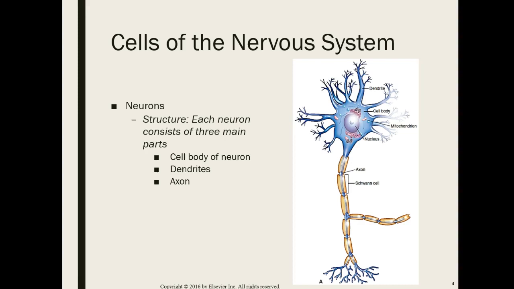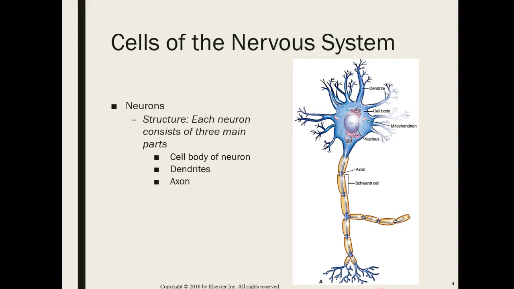The main cell of the nervous system is going to be the neuron, which we touched base on in chapter 4. So if you remember back to that, the structure of each neuron is going to contain a cell body, a dendrite, and an axon. So the dendrite is going to conduct those impulses to the cell body while the axon carries the impulses away.